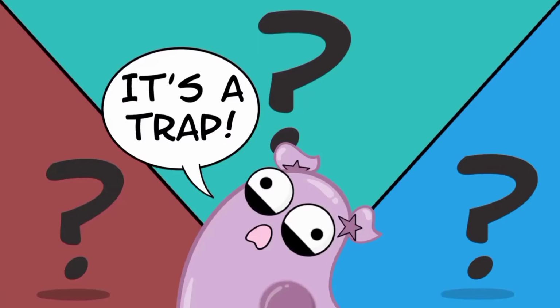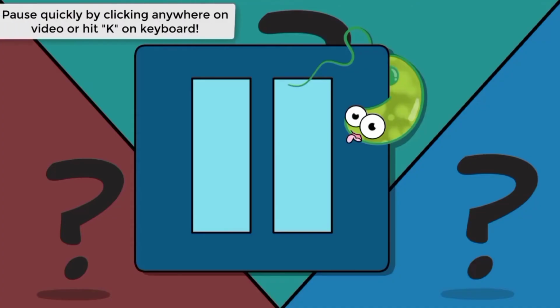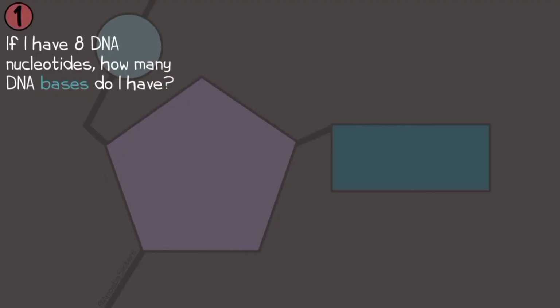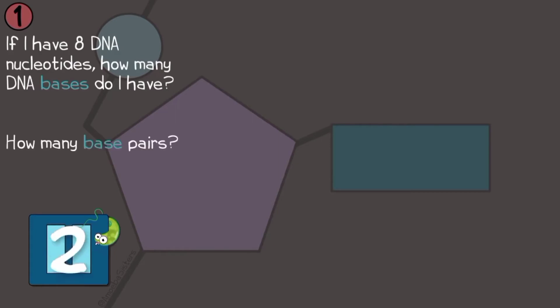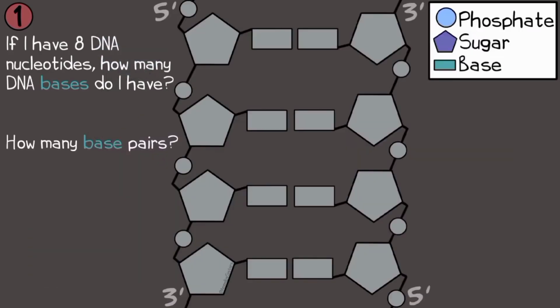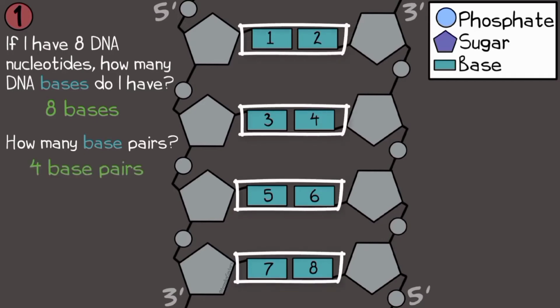Before we go, let's try a little 3-question quiz, shall we? Just pause it after the question so that you have time to think about it. Question 1. If I have 8 DNA nucleotides, how many DNA bases do I have? And also, how many base pairs? The answer: each nucleotide, regardless of whether it's a DNA or RNA nucleotide, has a phosphate, sugar, and a base. So 8 DNA nucleotides would have 8 bases. DNA bases pair like this, and that's 4 DNA base pairs.